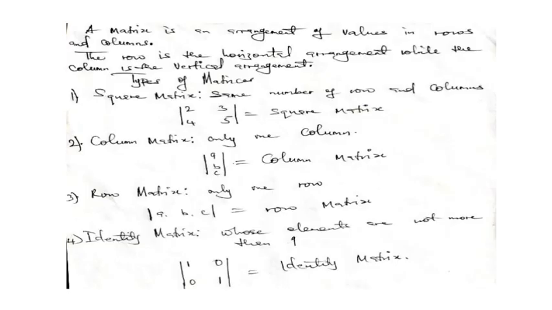We have the column matrix, the type of matrix that has only one column. And we have the row matrix. This one has only one row. We have the identity matrix. It's a matrix whose elements are not more than one.